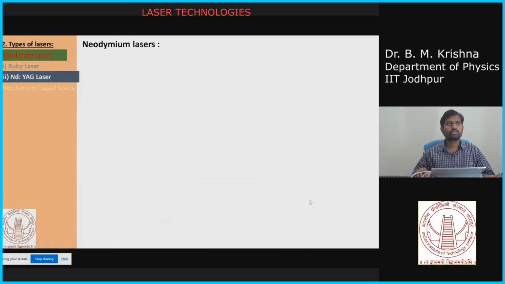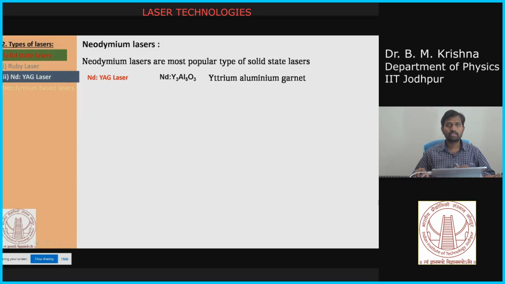So then we move on to neodymium lasers. In these lasers there are different host materials. You take neodymium as a doping material, and you have different host materials like YAG, yttrium aluminum garnet, yttrium lithium fluoride, and also yttrium vanadium oxide. You dope this neodymium into it, so you get the family of neodymium lasers. The typical doping of neodymium is almost 1 atomic percent.